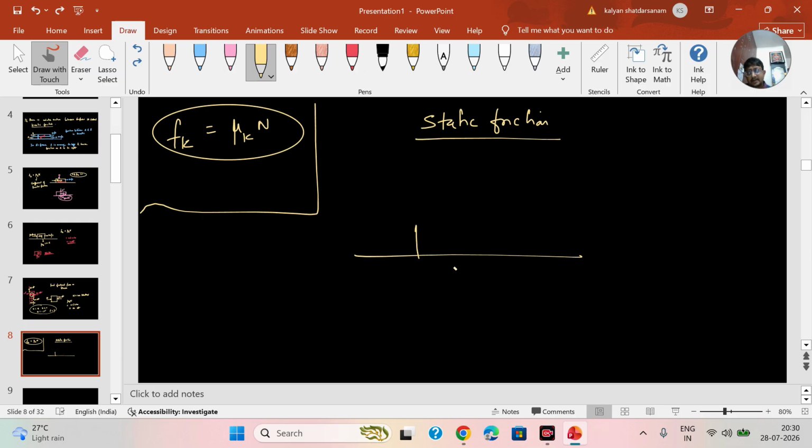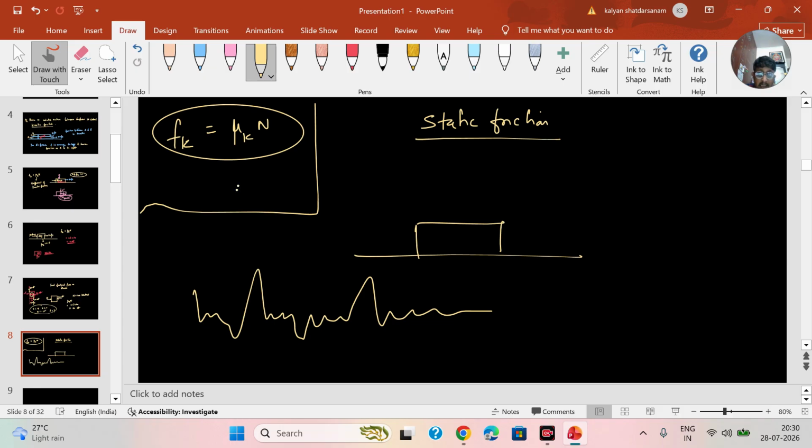Now, if you look at the lower surface of the block and the upper surface of the ground in a microscope, the lower surface of the block may look like this, and the upper surface of the floor, which is in contact with the block, may look like this. When you see with the naked eye, you feel that the block is perfectly in contact with the ground. But if you see in a microscope, there are gaps. You see these gaps are there. So the lower surface of the block and the upper surface of the floor are not in perfect contact. There are gaps.